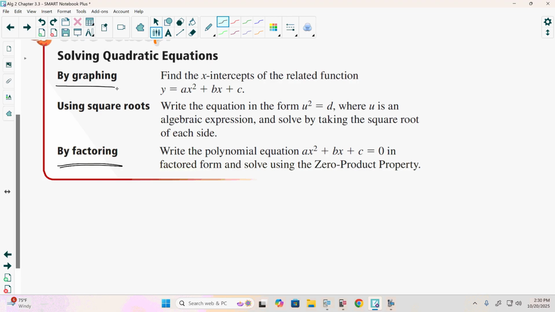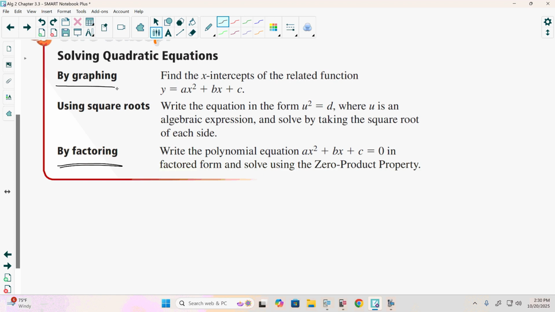Because when we graph it, we're trying to find what values of x are going to make the y value be 0. Because when the y value is 0, that x value is where it crosses the x-axis. It's our x-intercepts. So when the function crosses the x-axis, it tells us what value of x is going to make the y value be 0.